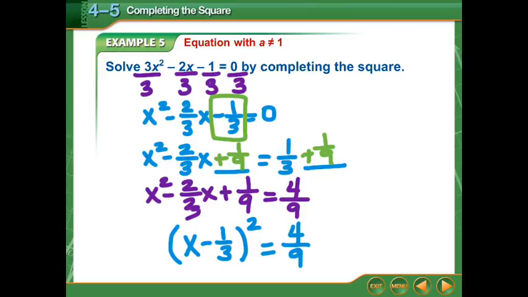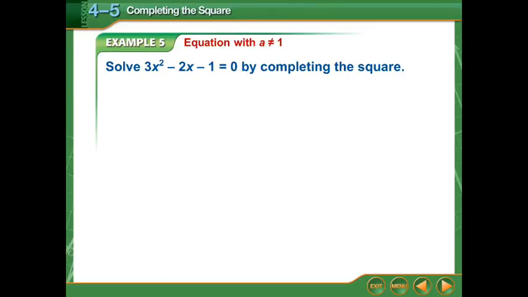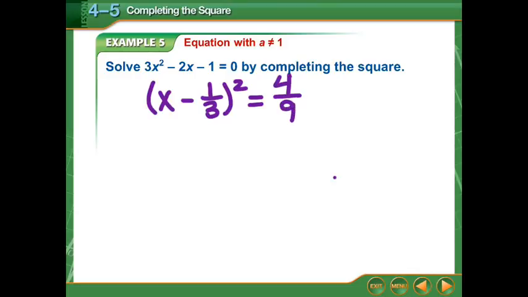Okay, so now I'm going to need to take the square root of both sides to get rid of my square. And I've run out of room, so I'm going to go to a new slide here. See if I can remember the equation. So x minus 1/3 all squared equaled 4/9. We already took the square root of both sides.